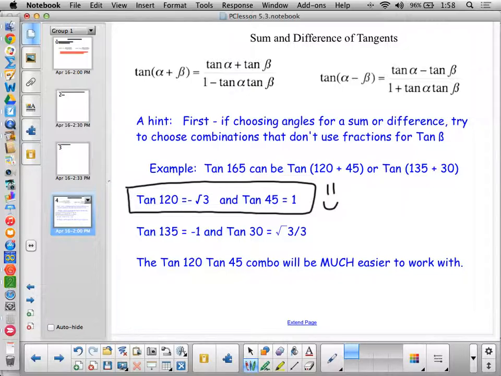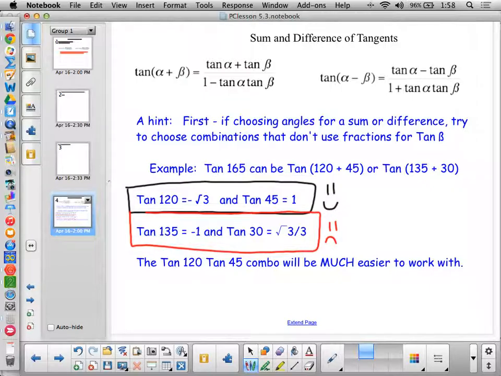If I get fractions for part of my value of tangent, now I'm going to get complex fractions within my formula because I'm going to have fractions within the fraction. That's more difficult. If I chose the 135 and 30, well, tangent of 135 is negative 1. Tangent of 30 is root 3 over 3. That's not so nice. Because now when I plug my numbers in the formula, I'm going to have root 3 over 3 in both the numerator and denominator of my fraction. So now I've got fractions within my fraction, much more difficult to work with.